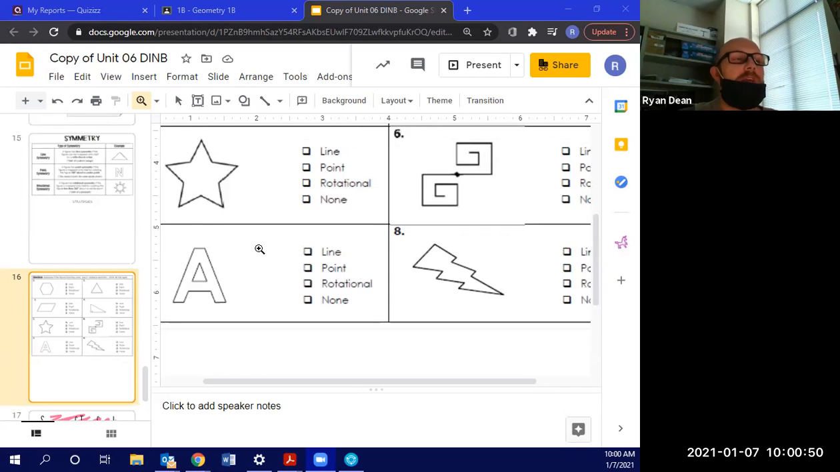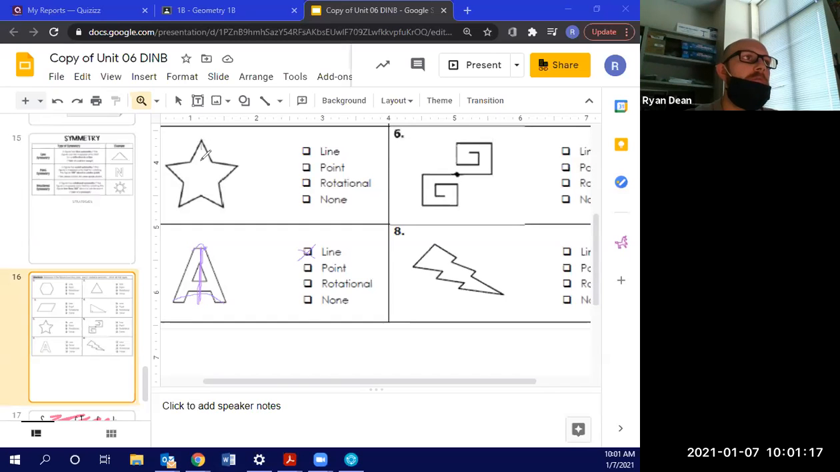Shapes you just have to be careful with. This specific A is going to have line symmetry because you can draw a straight line straight up and down, and then A is going to map onto itself equally. So you have line symmetry, but that's it. It's not going to have point or rotational.